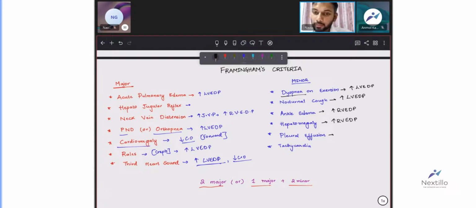Pleural effusion. What is the meaning of pleural effusion? Effusion in the pleural spaces. This is happening because of generalized congestion. Next, tachycardia. How is tachycardia seen? Because of forward symptoms. Because of systolic failure, there is decreased cardiac output and it will increase the heart rate. That is what is known as reflex tachycardia.